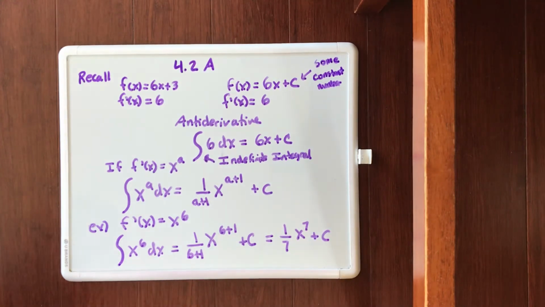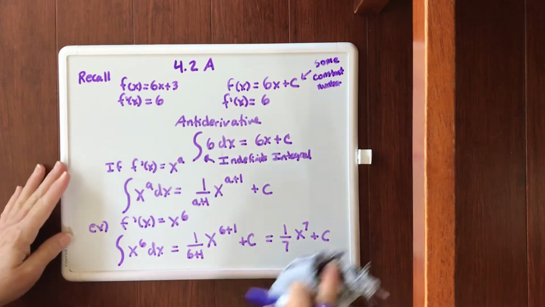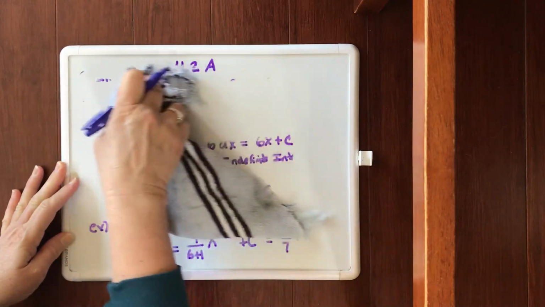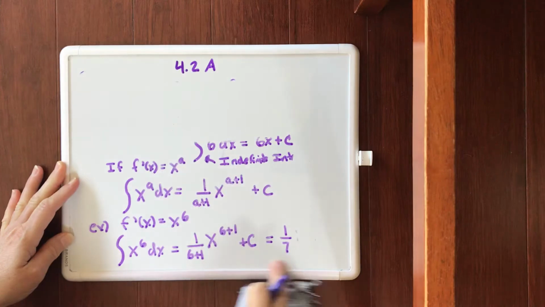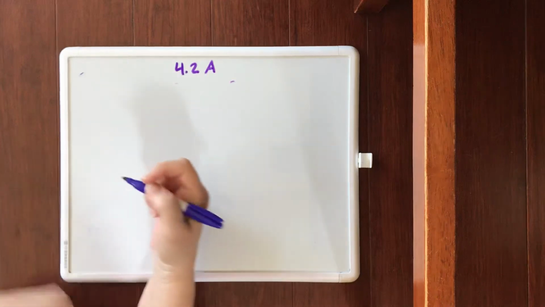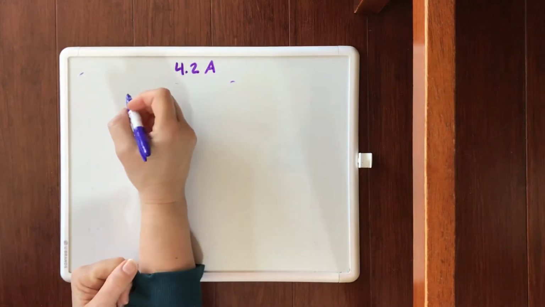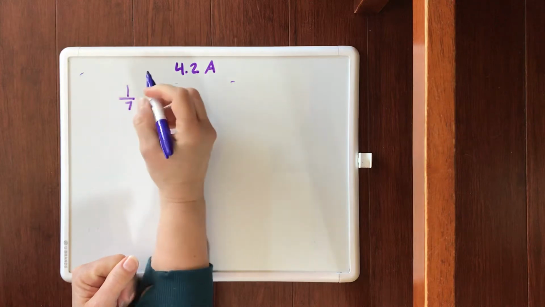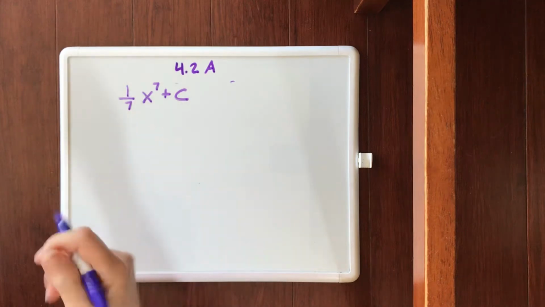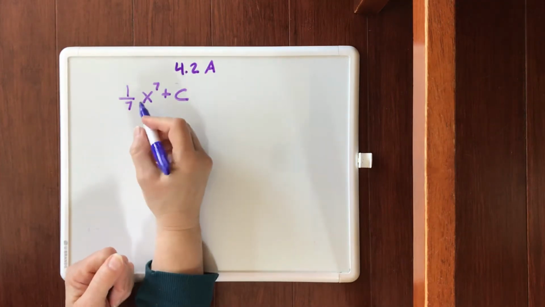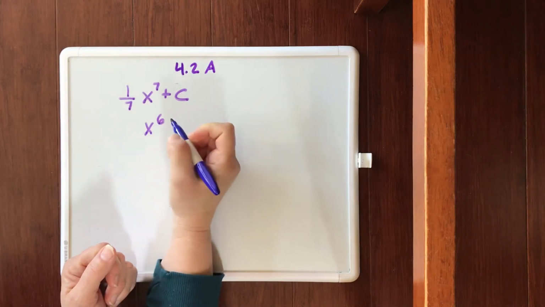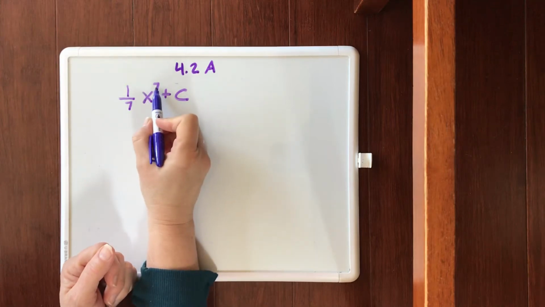All right, let's do some more. Actually, I wanted to show you that we can check this result that we got. I'll rewrite that part again so we can check it out. So what did we end up with? We ended up with 1 over 7 x to the 7 plus c. Okay, so that was the antiderivative. So if we take the derivative of this, we're going to minus 1 from the 7. We get x to the 6. We drop down the 7.